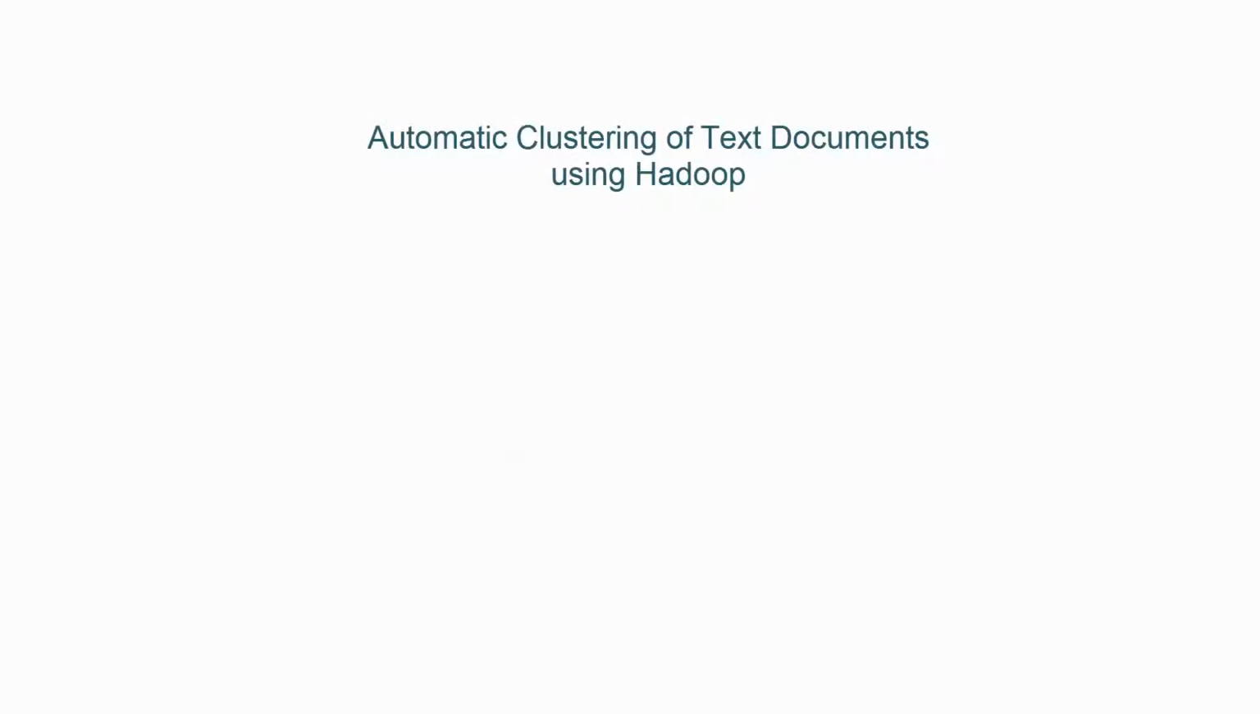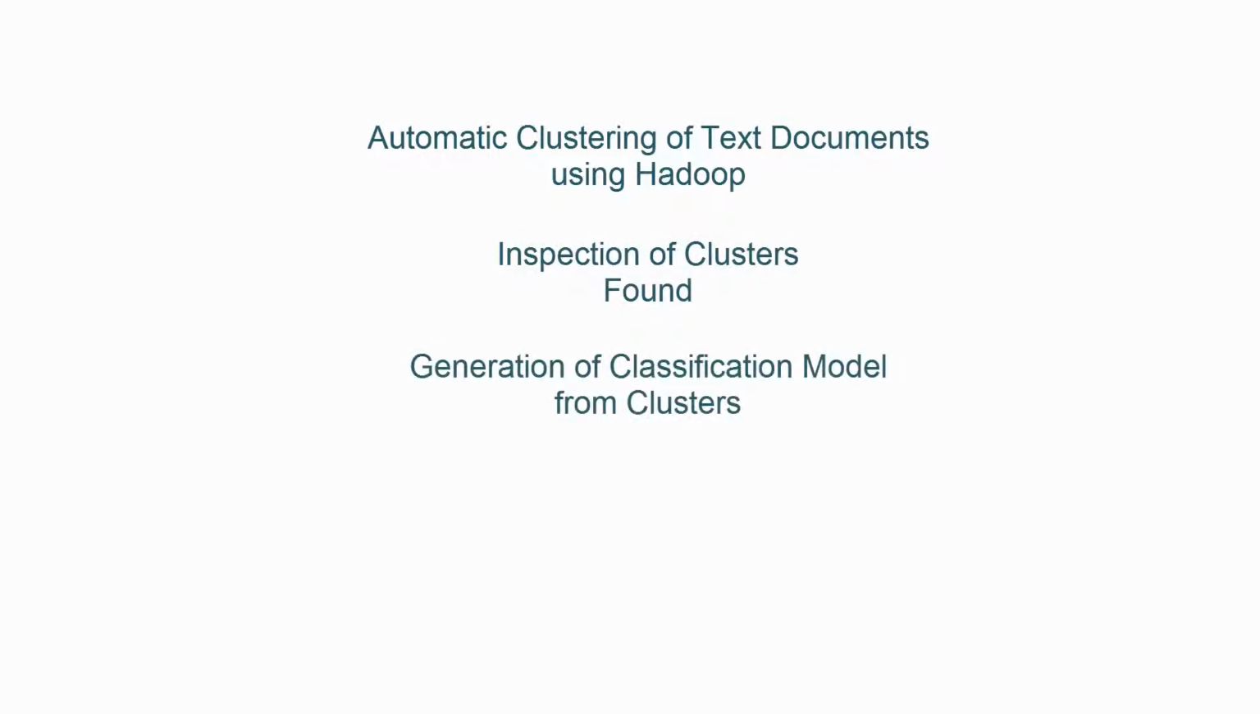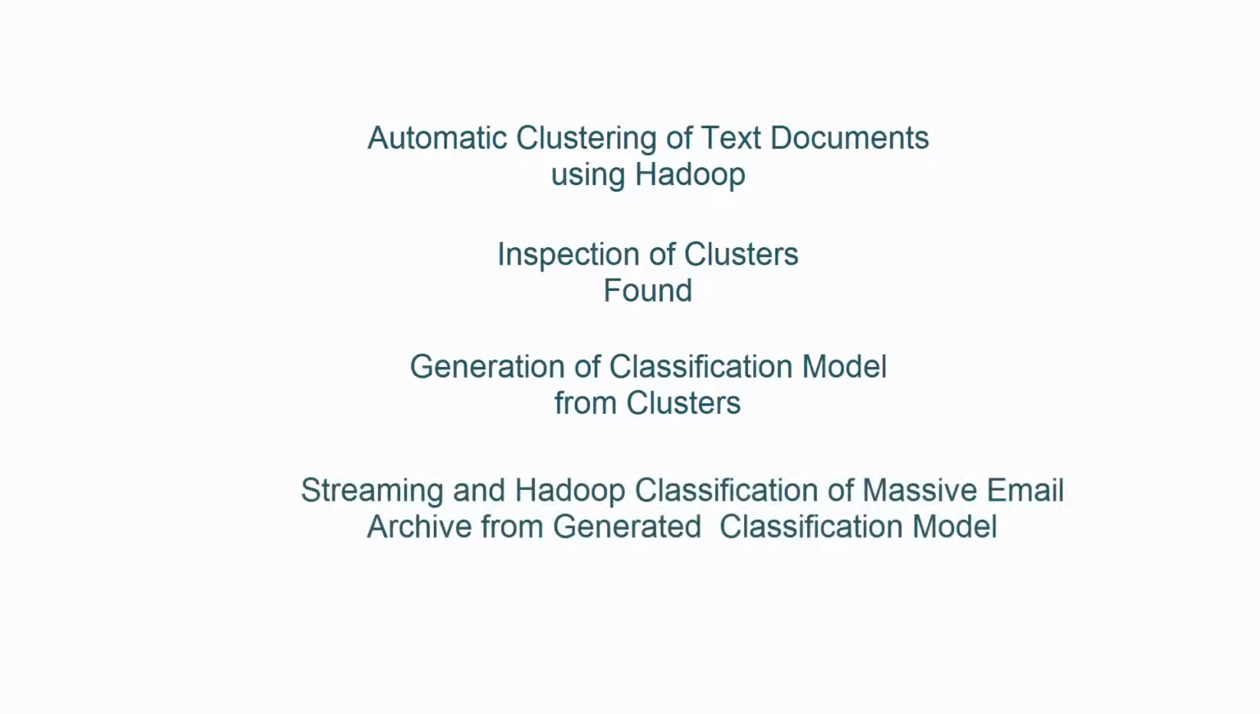In this video, we will demonstrate the automatic clustering of text documents in a Hadoop environment, inspection of the clusters found, generation of a classification model from the clustering results, and finally, the application of that classification model to a large collection of documents to identify other matches in both Hadoop and Storm environments.